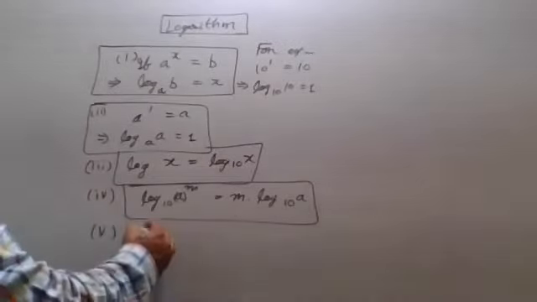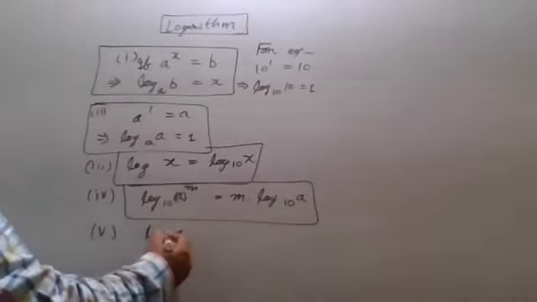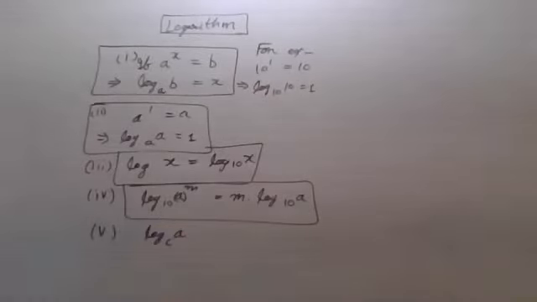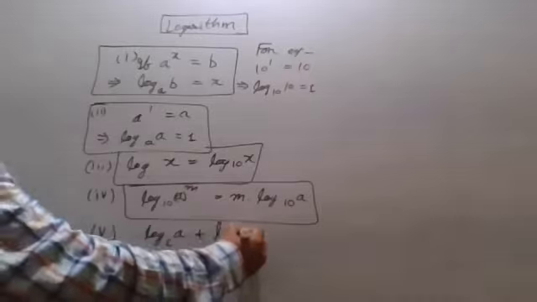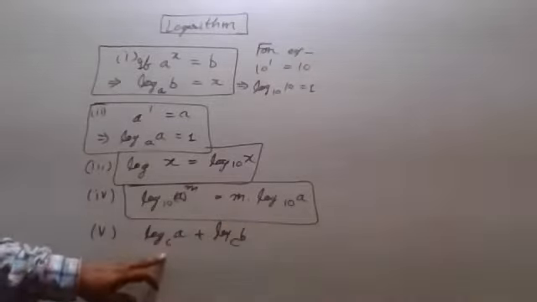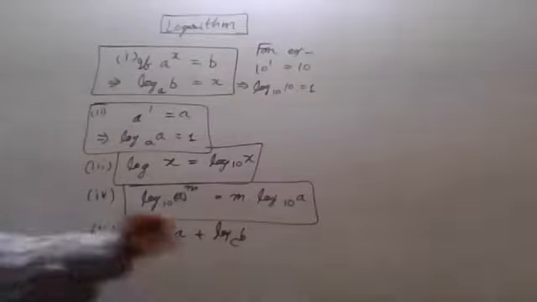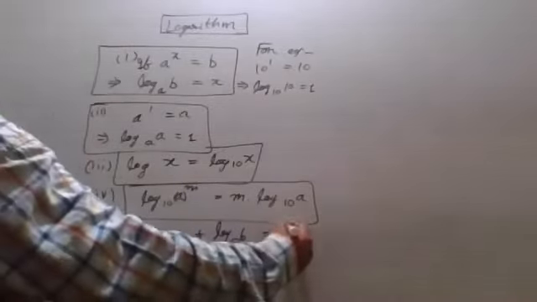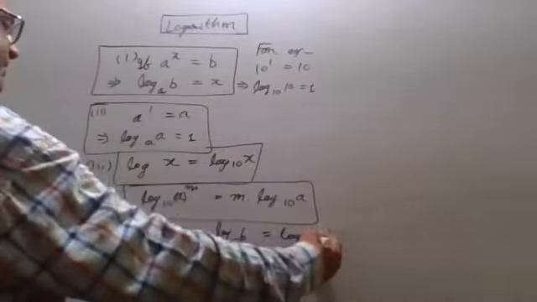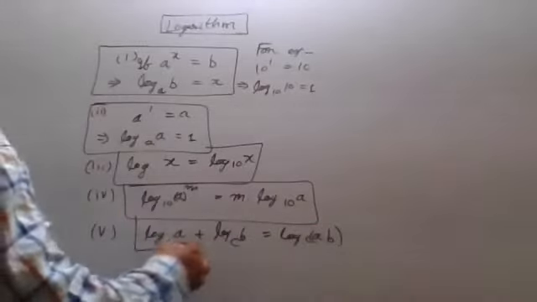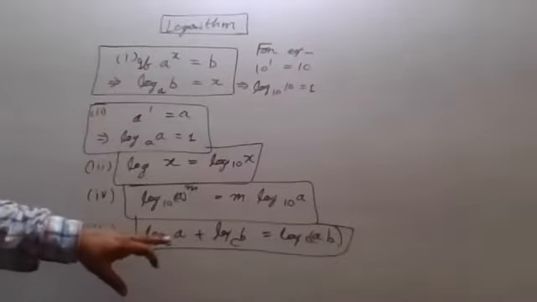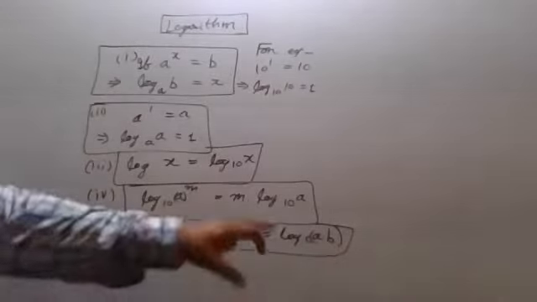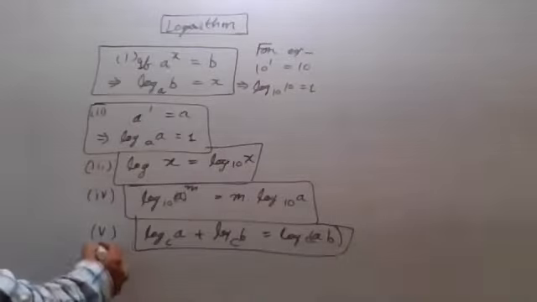One more property. Log a to the base c plus log b to the base c equals log ab to the base c. We will prove it also. First write only. Log a to the base c plus log b to the base c equals log ab to the base c.